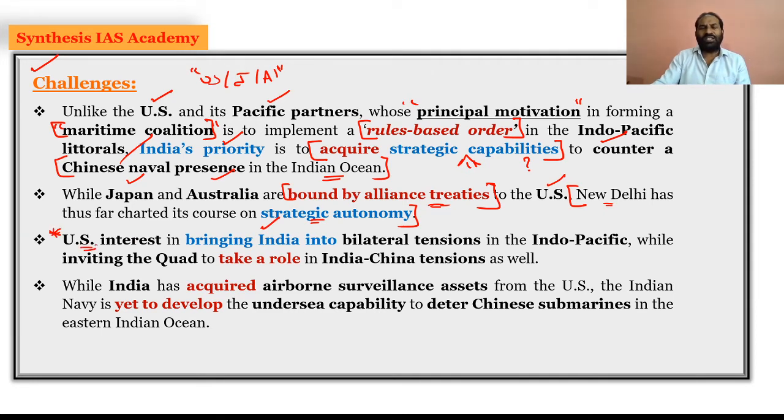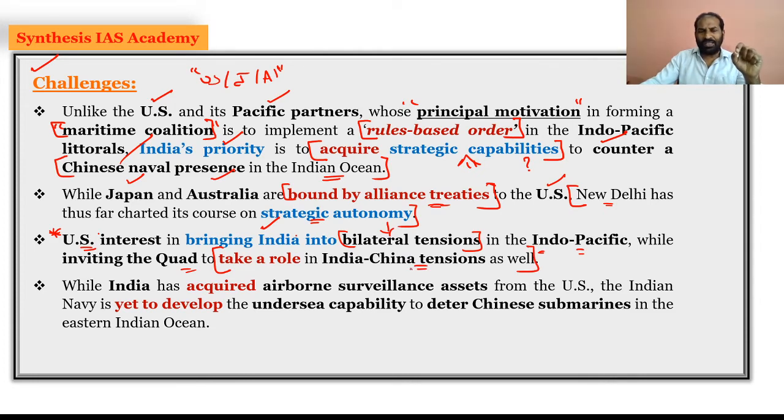It is the US interest which is time and again trying to bring India into the Indo-Pacific to counter China, in regard to the bilateral tensions going on in the Indo-Pacific region. So the US is bringing India into bilateral tensions. Please do understand, the US interest is bringing India into the bilateral tensions in the Indo-Pacific region. Why? Inviting the Quad to take a role in the Indo-China tensions as well.